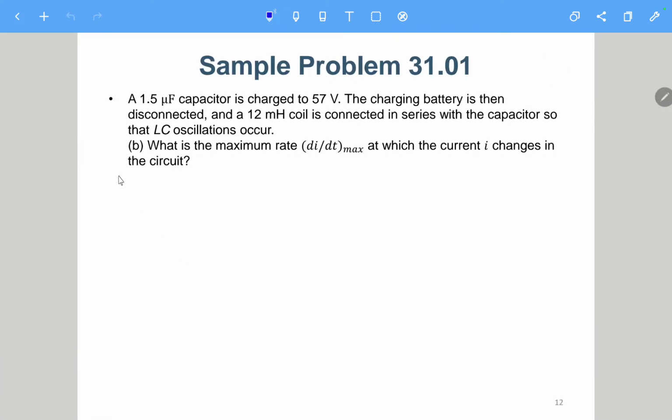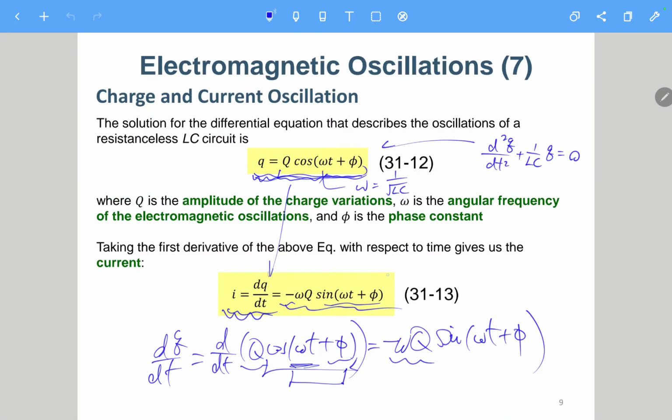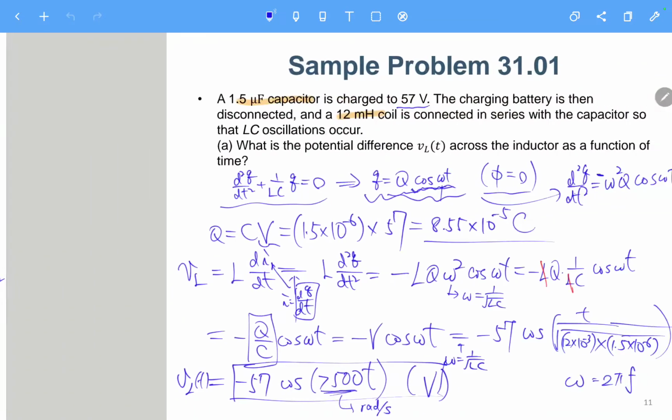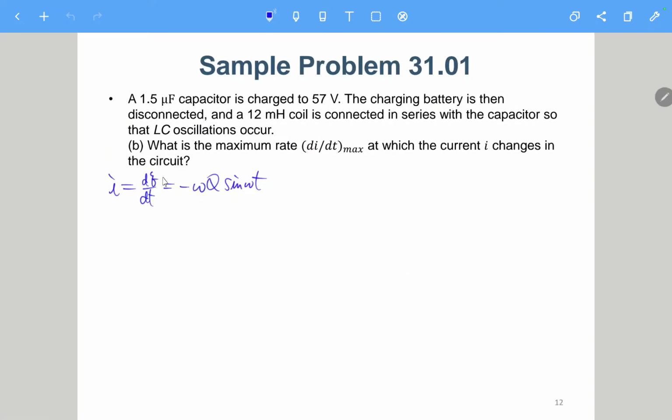Okay, so for part B, what is the maximum rate (di/dt)_max at which the current I changes in the circuit? We have I equals dQ/dt, and it turns out to be negative ωQ sin(ωt). Of course we have already explained this equation, so I do not repeat it. Just plug in Q to be capital Q times cos(ωt), and you get this one.